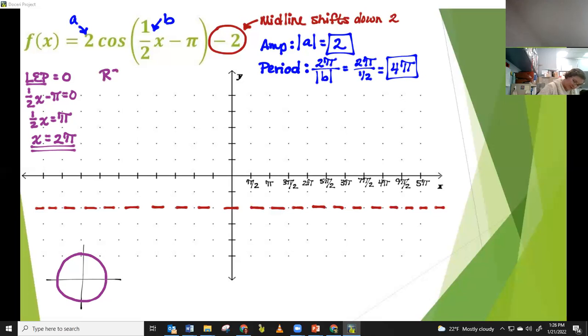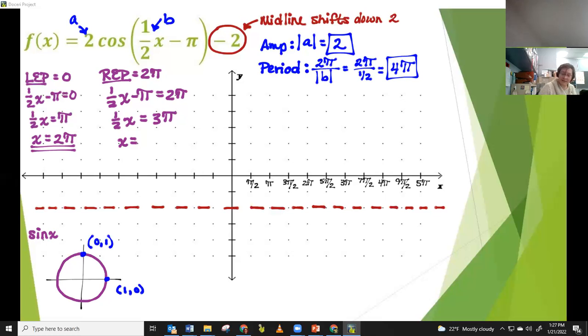Right endpoint, we set that equal to 2 pi. So 1/2 x minus pi equals 2 pi. So 1/2 x equals, I'm going to add pi to both sides. So I have 3 pi. Divide both sides by 1/2. Where is my right endpoint going to end up at? Six pi.